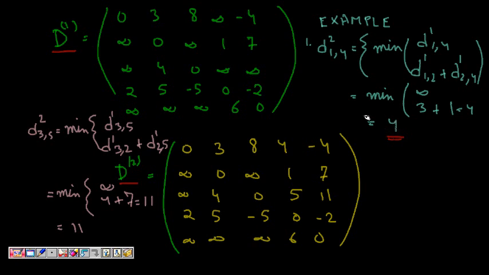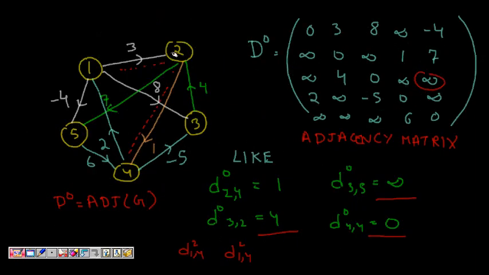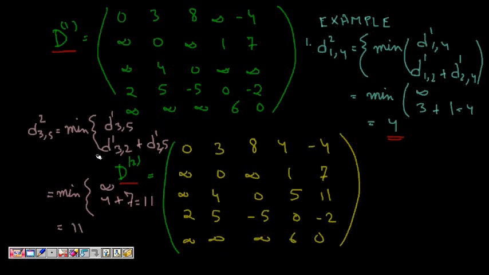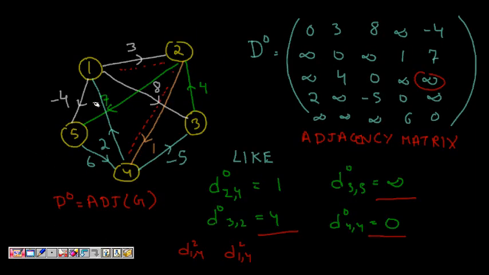So the minimum of them is 4, which we see that, okay, when we go from 1 to 4 using just nodes 1 and 2, the minimum will be 3 plus 1, which is 4. So that looks fine. So similarly, let's try to calculate one more. So D3,5 using nodes 1 and 2. So let's try to see from the figure 3 to 5 using just nodes 2 and 1.